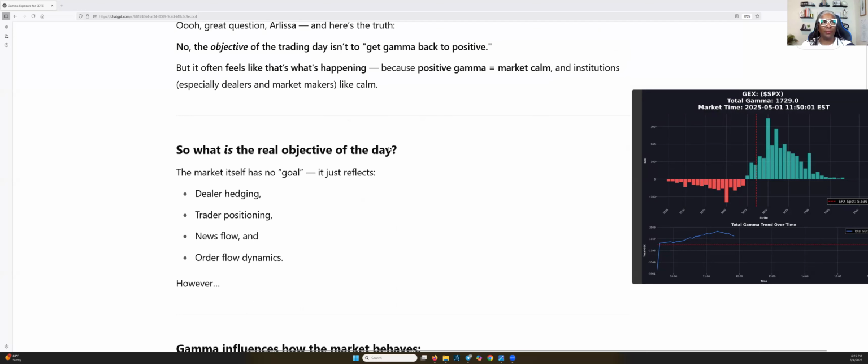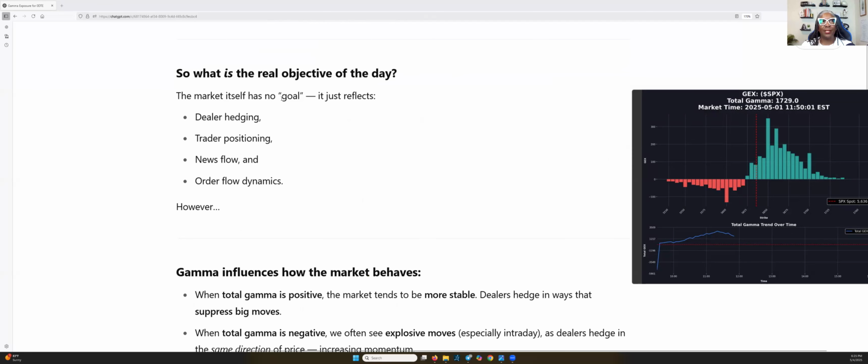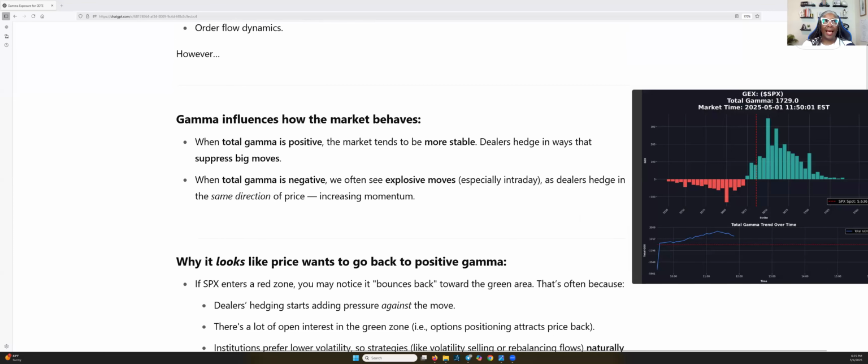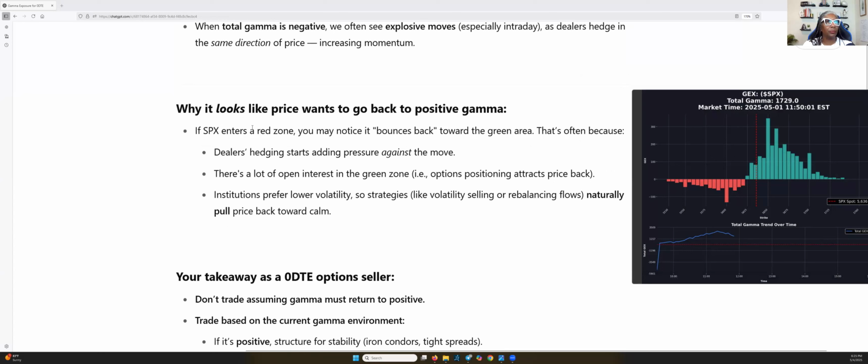So what is the real objective? Okay, the market itself has no goal. It just reflects dealer hedging, trader positioning, news flow, and order flow dynamics. However, gamma influences how the market behaves. When total gamma is positive, the market tends to be more stable. Dealers hedge in ways that suppress the big moves. And when total gamma is negative, we often see explosive moves, especially intraday, as the dealers hedge in the same direction of the price, which increases momentum.